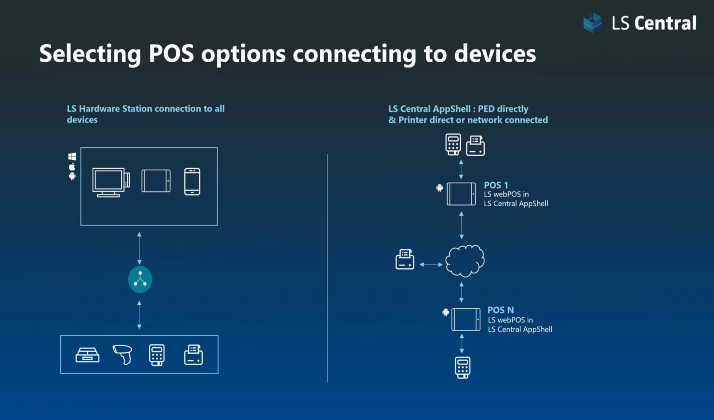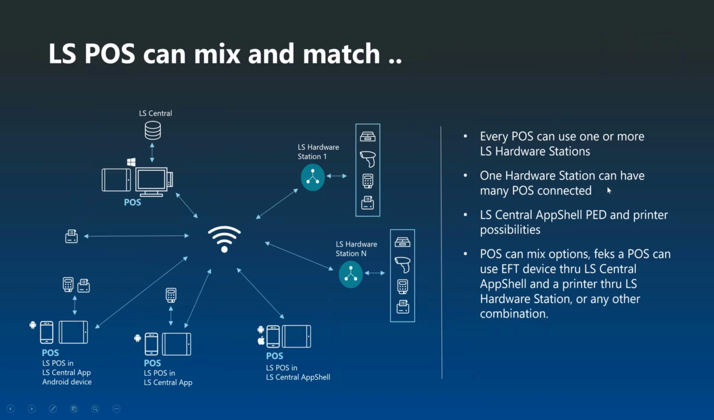As we have seen, we have multiple options in connecting the webPOS to devices. As we said, we have the standard way of using the LS Hardware Station, and then the LS Central AppShell for Android also has the option to connect to printers and other devices. So the design options are there and can be used for flexibility. The POS can mix and match those in any way that you want.